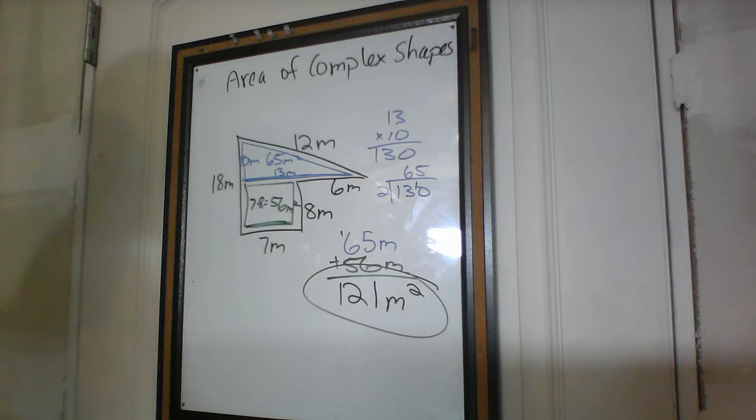Threw some different ones at you this time. And these, you're going to follow the same exact steps. Only difference was this time we added some triangles and some trapezoid pieces in there.